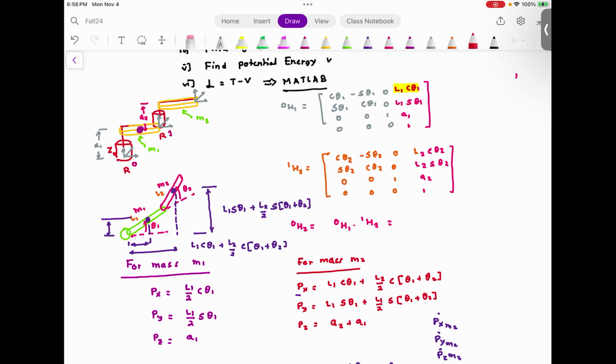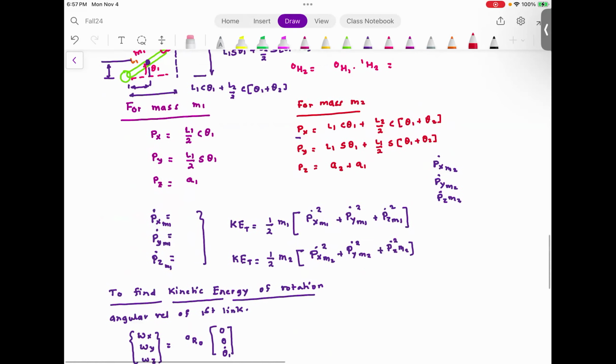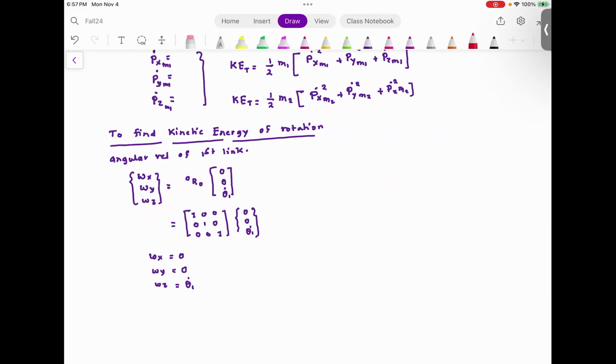So when I look at the angular velocity of that link, I observe omega x, the rotation about x, is 0, the velocity about y is 0, but the velocity about z is theta 1 dot. Everyone understood this? So the angular velocity of the first link is theta 1 dot.